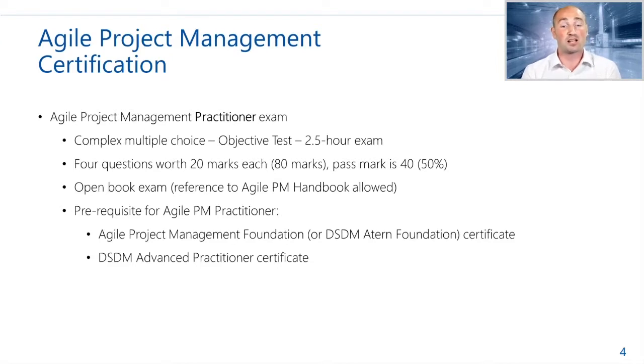And with a pass mark of 50%, you need to get 40 out of the 80 to be awarded a pass in the exam. And as a practitioner exam, this is also referred to as an open book exam, which means you're allowed to reference the Agile Project Management Handbook throughout the exam paper. And a key prerequisite for this exam paper is that you have passed the Foundation Exam prior to commencing this exam.